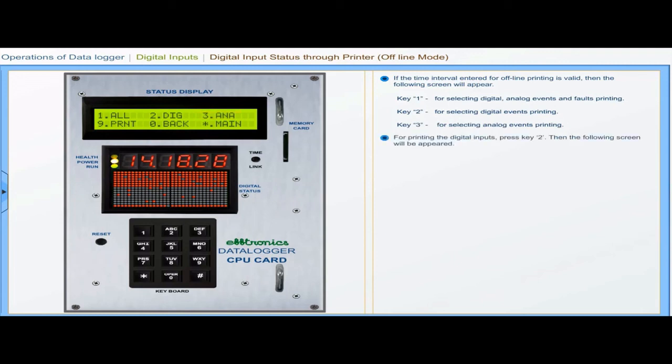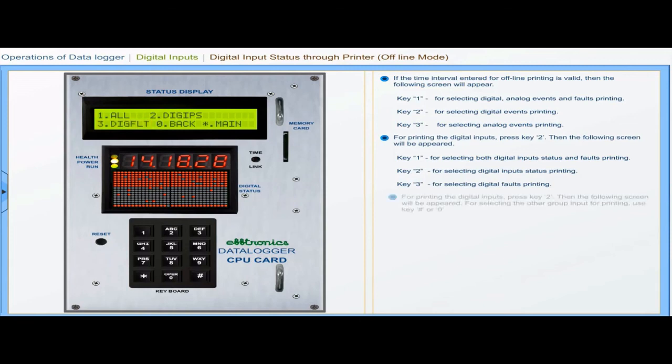For printing the digital inputs, press key 2, then the following screen will appear. Key 1 for selecting both digital input status and faults printing. Key 2 for selecting digital input status printing. Key 3 for selecting digital faults printing. For printing the digital input status, press key 2. Then the following screen will appear.